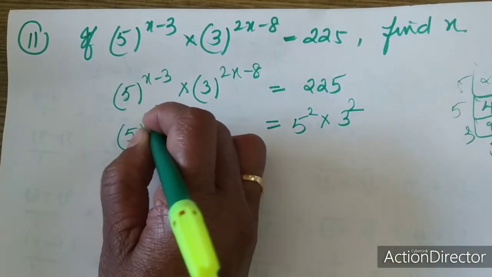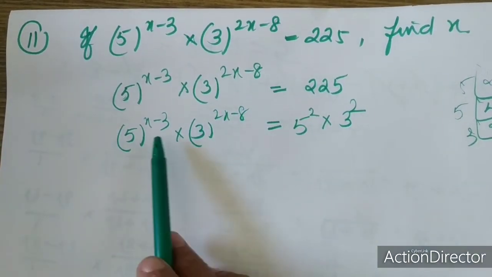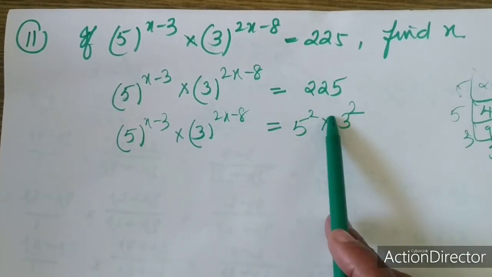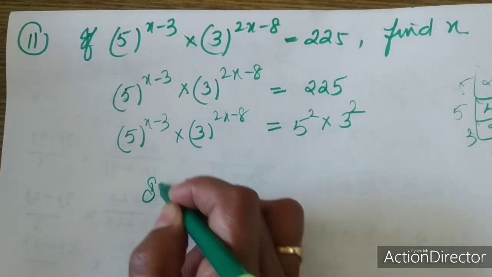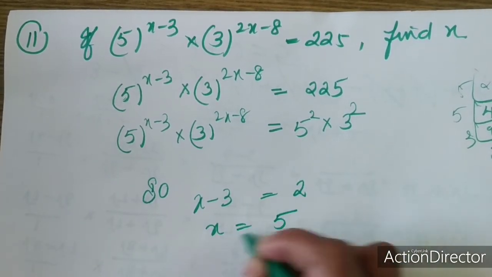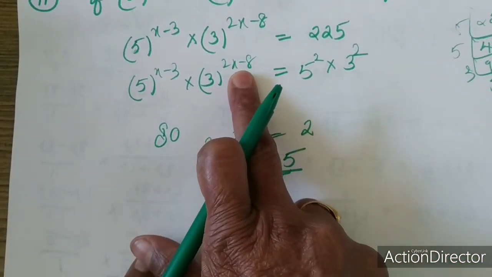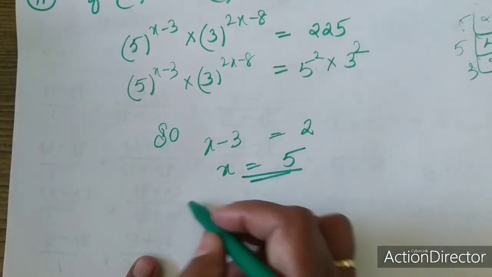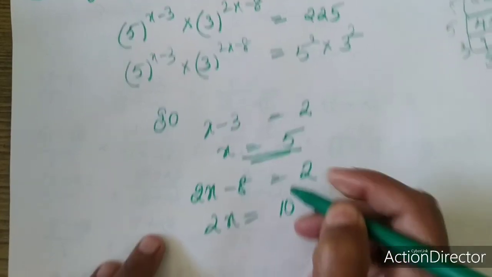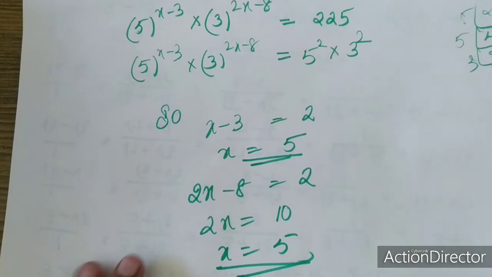So this is 5 power x minus 3 into 3 power 2x minus 8. Now since the bases are same over here, I am going to equate the powers. x minus 3 is equal to 2, or x is equal to 5. Similarly, here the bases of 3 and 3 you are having, so I can equate the powers. 2x minus 8 is equal to 2, 2x is equal to 10, or x is equal to 5. So the value of x, you are getting it as 5.